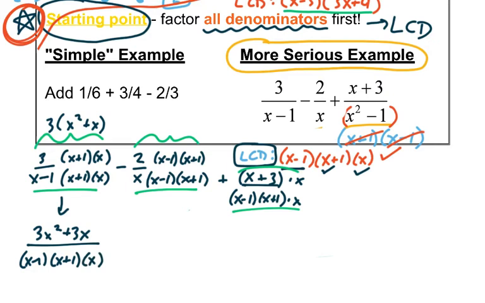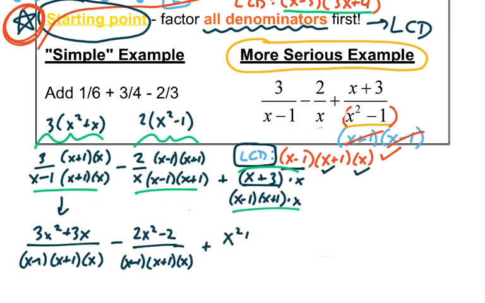Great, that one's good to go. The second one, let's see, this is going to be 2 times, oh, that's just a difference of squares, which is just x squared minus 1. So that should be minus 2x squared minus 2 over, again, LCD. I'm just going to write all the LCDs the same anyway, so that they visually look the same. And then finally, the last piece is just going to be a quick distribution. How about x squared plus 3x over, again, LCD.